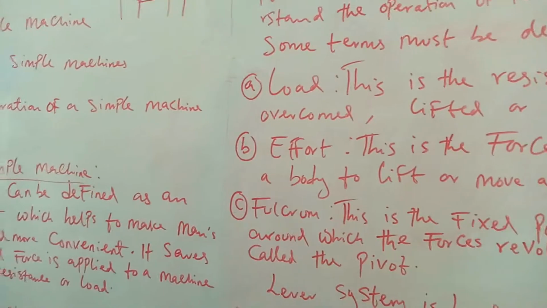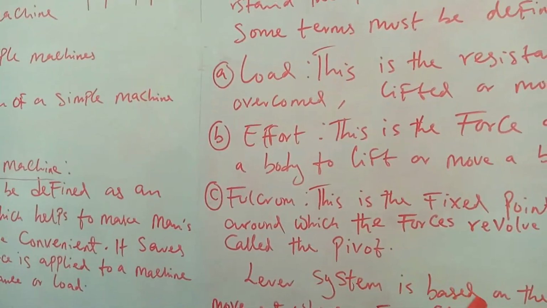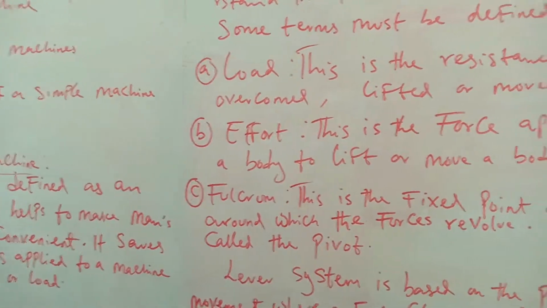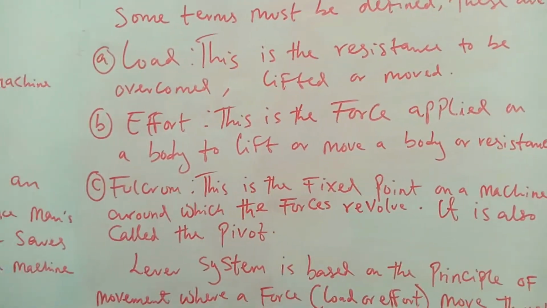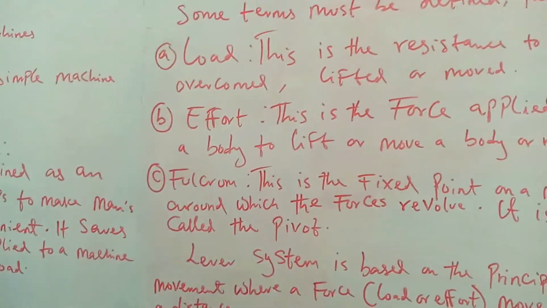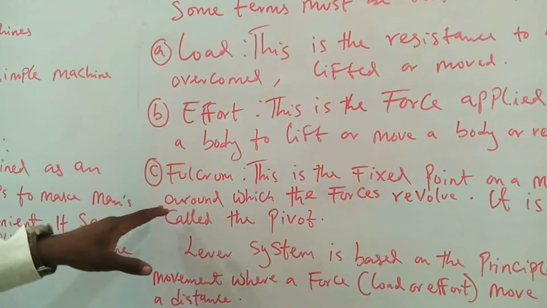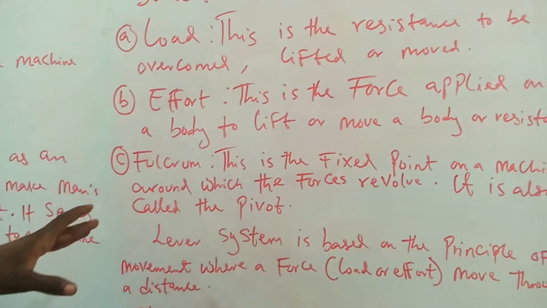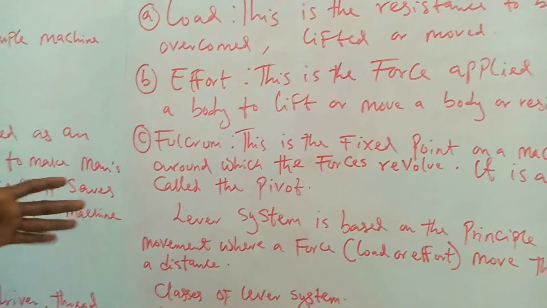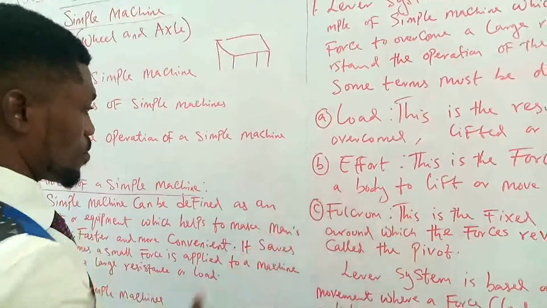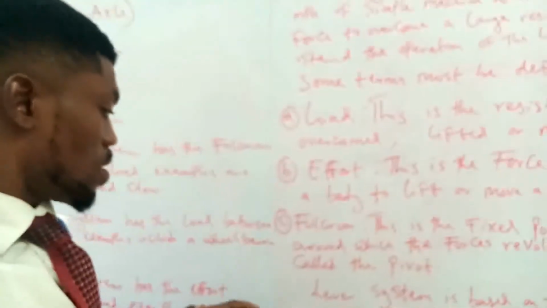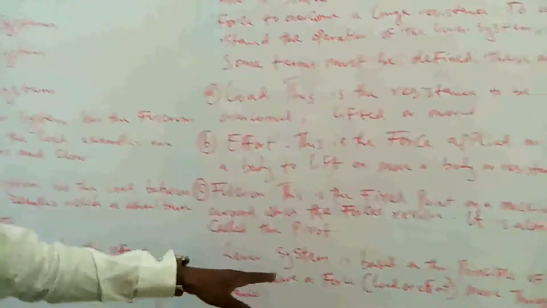Fulcrum. This is the fixed point on a machine around which the forces revolve. Okay, I'm going to give you a diagram of how a fulcrum looks in due course. It is also known as the pivot. So we have the lever system.